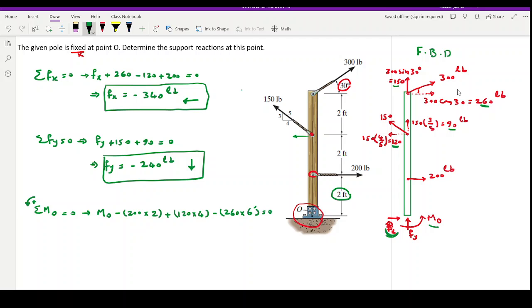Don't forget, the vertical forces that we have here, they don't have any moment because d for them is 0. They are passing through the point that we are taking moment. Both these vertical forces don't have d. Therefore, they are just 0. So, by solving this equation, I can find MO, which is going to be equal to 1,480 pound feet, and this is how you can solve and find all three support reactions.